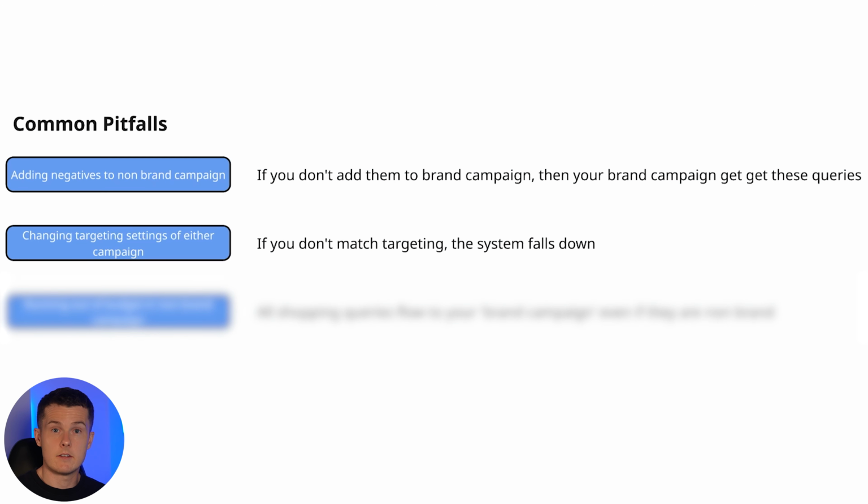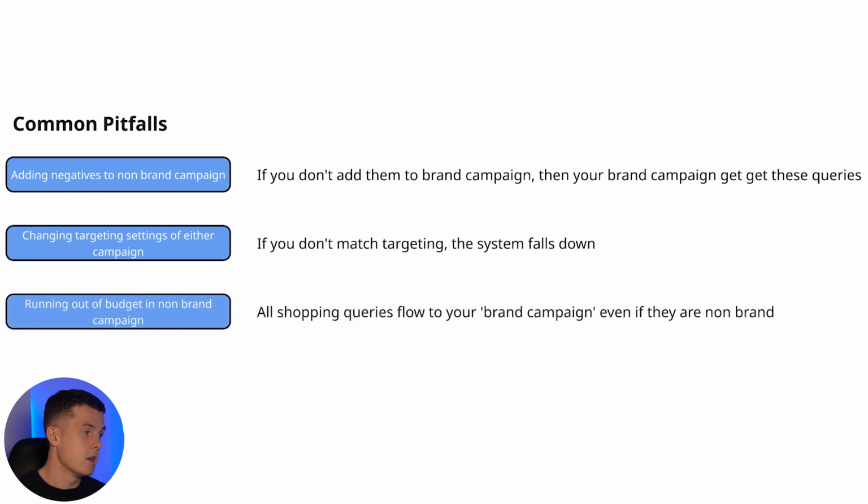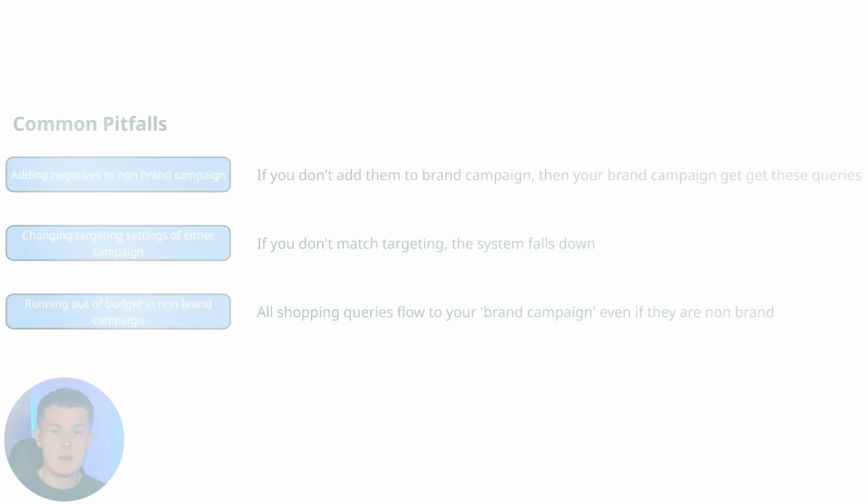And the last thing that I see happen quite often is whereby you run out of your daily budget in your non-brand shopping campaign. So let's say you've got $100 in daily budget and it hits that by 6 p.m. and it's capped out, so it doesn't spend any more. The next highest priority campaign will start to get all of the shopping queries, and in this instance that could be your branded shopping campaign, and then it acts as a non-brand campaign and it's no good. The whole system is falling down. So you do need to keep an eye that you have enough daily budget in your non-branded campaign to make sure that doesn't happen. You can also do things like shared budgets and that kind of stuff, but I'm not going to get into that today.